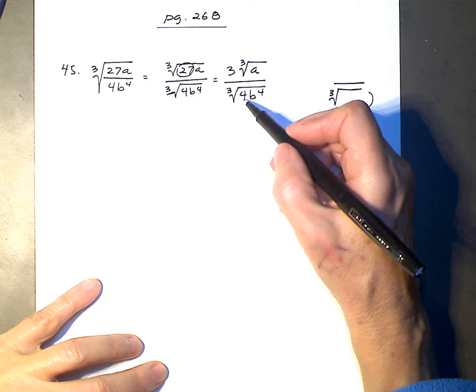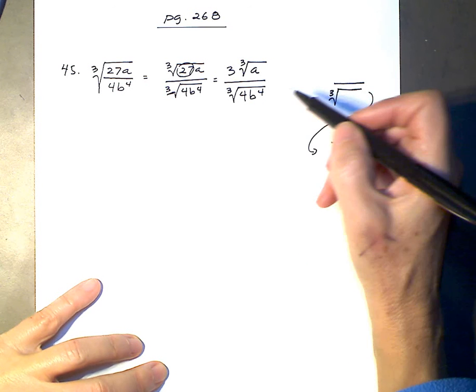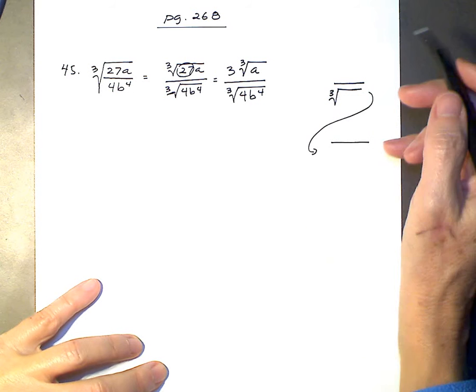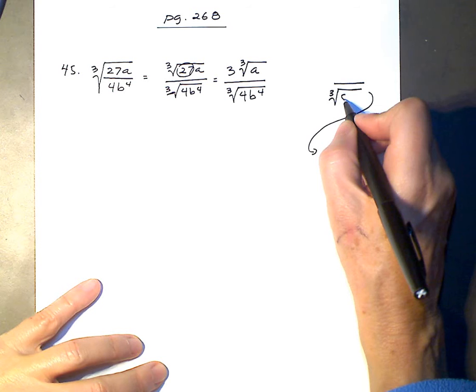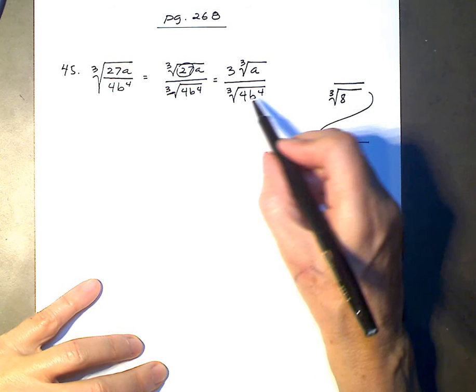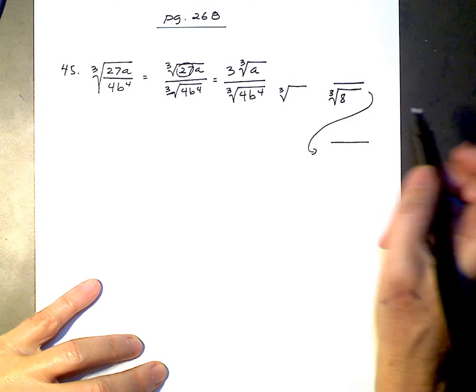I've got a 4 here, and I need to find the perfect cube that I can use a 4 to get. So I start with my lowest base of 2. 2 to the third is 8. So I can use a 4 to get an 8. I can multiply it by the cubic root of something, and that's going to be a 2.